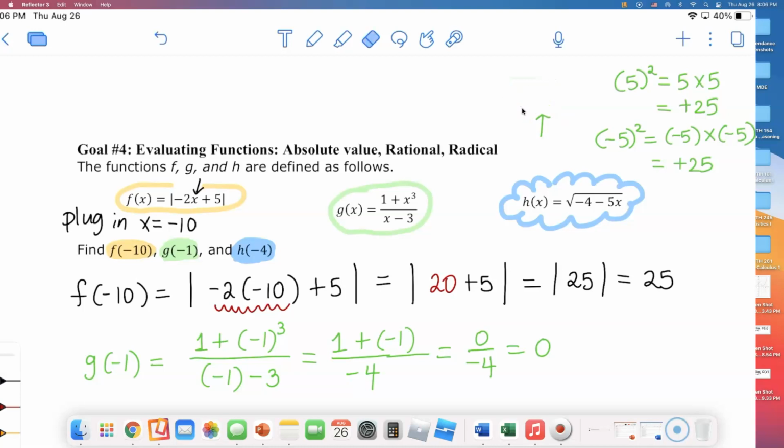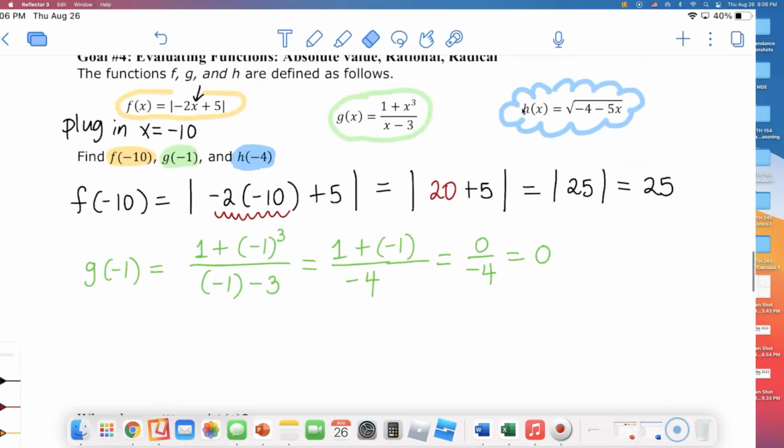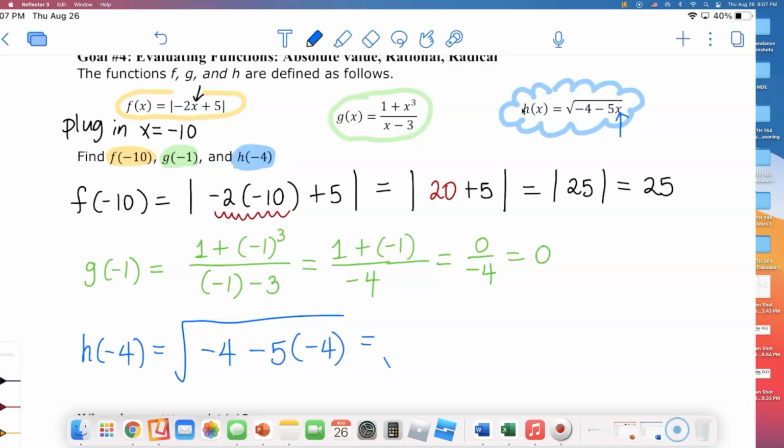Okay, but I'm sorry, I was kind of going ahead of what I wanted to talk about later on. But for right now, let's go ahead and plug in. What is h of -4? If you plug in -4 right there, that's going to be the square root of -4 minus 5 times -4.